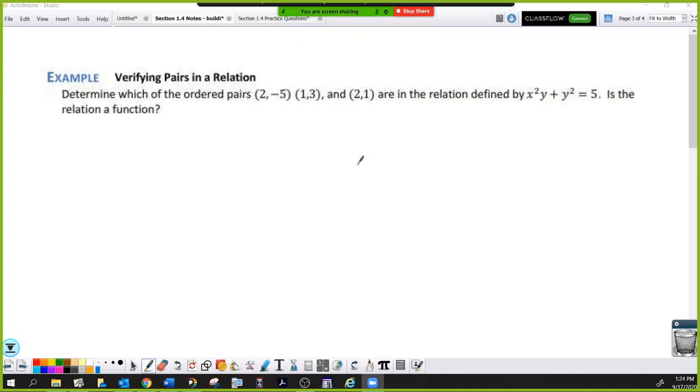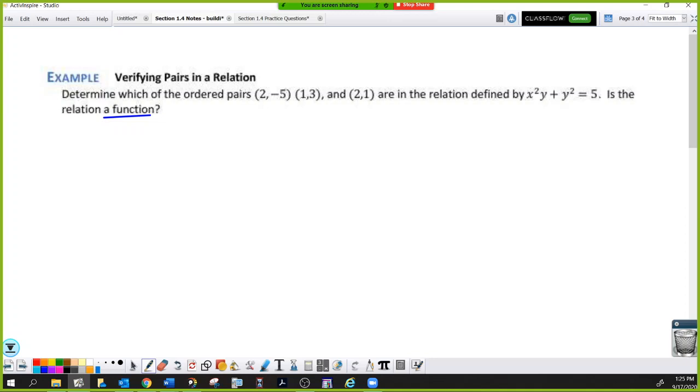All right. Well, it says determine which of these ordered pairs, and I give you 3 coordinates, are on this relation: x squared y plus y squared equals 5. Now I can't call it a function because I don't actually know yet. It's just some kind of relation in terms of x's and y's. First, we're going to figure out which of these 3 are points that exist on its graph. And then we'll talk about whether or not it's a function without graphing it.